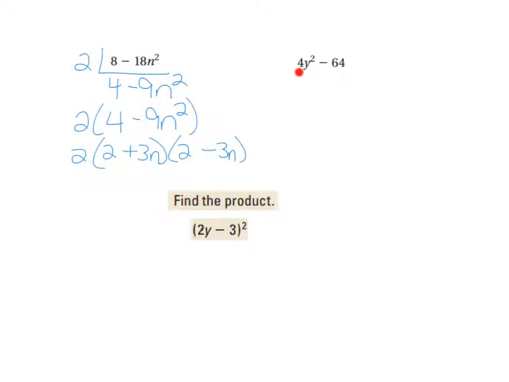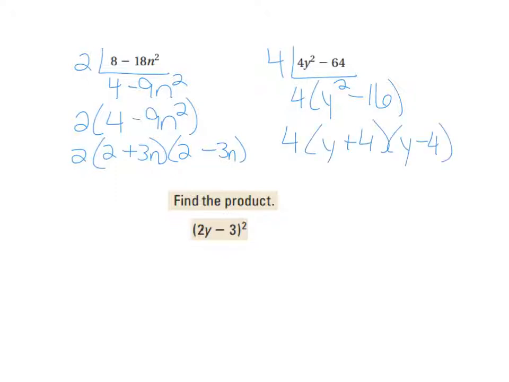Is there something that divides 4 and negative 64? Yes, I can factor out a 4. What do I get? Times 16. Okay, I want you to pause the video and finish factoring because this is a difference of squares. And I got 4 times y plus 4 times y minus 4.